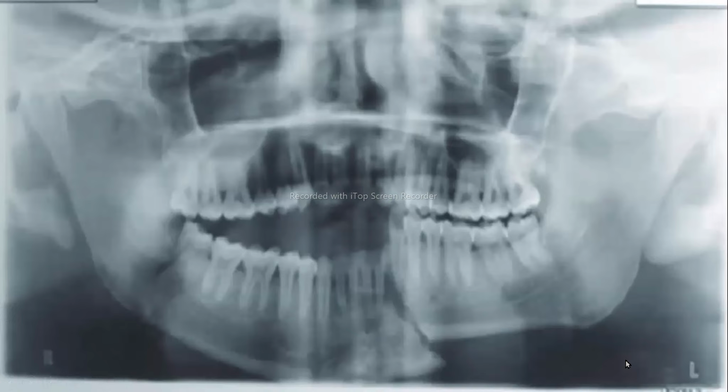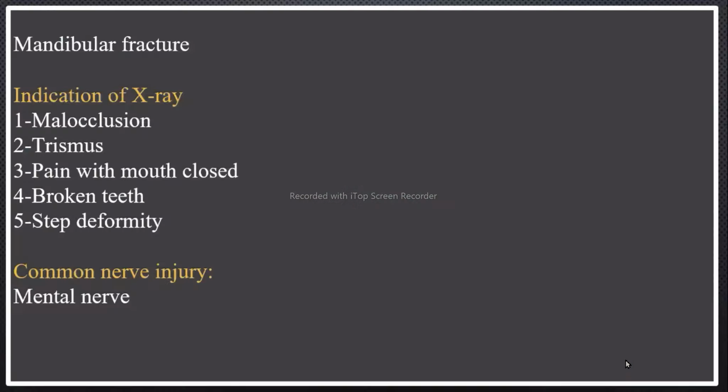Okay. So what is the view? Orthopantomogram. So here in mandibular fracture, you have to be familiar with the Manchester rule. You have 5 points. It's very important. If you find any of them in the options in the exam, you can choose.